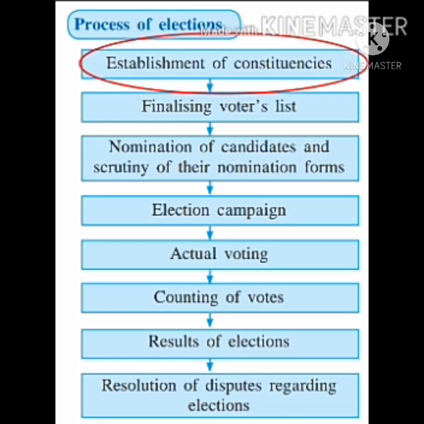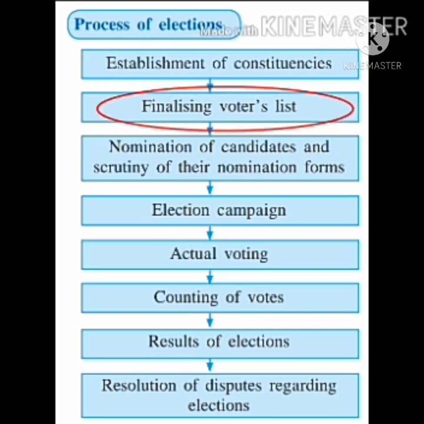Constituency is divided on the basis of population. For example, Mumbai is divided into 4 constituencies. Next process is finalizing the voters list. That means voters list is updated, which we have already learned in the functions of Election Commission.